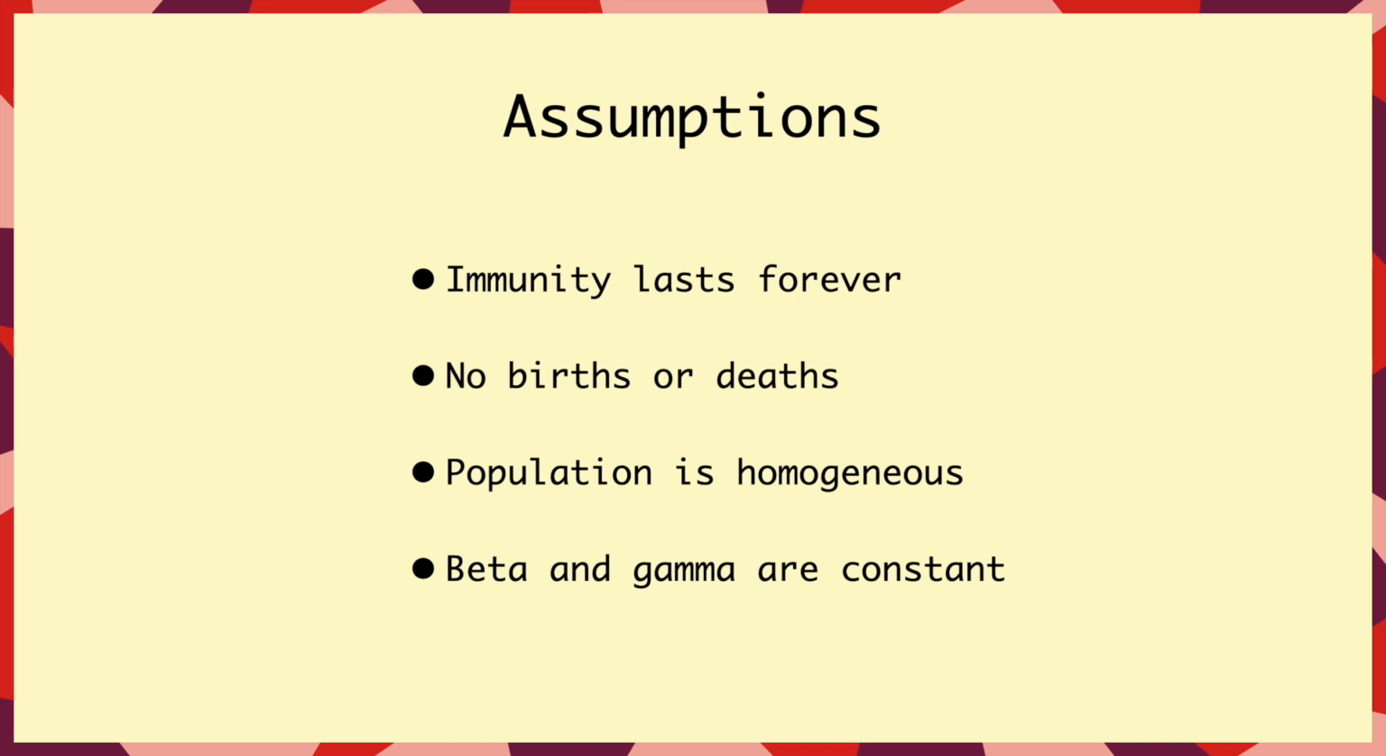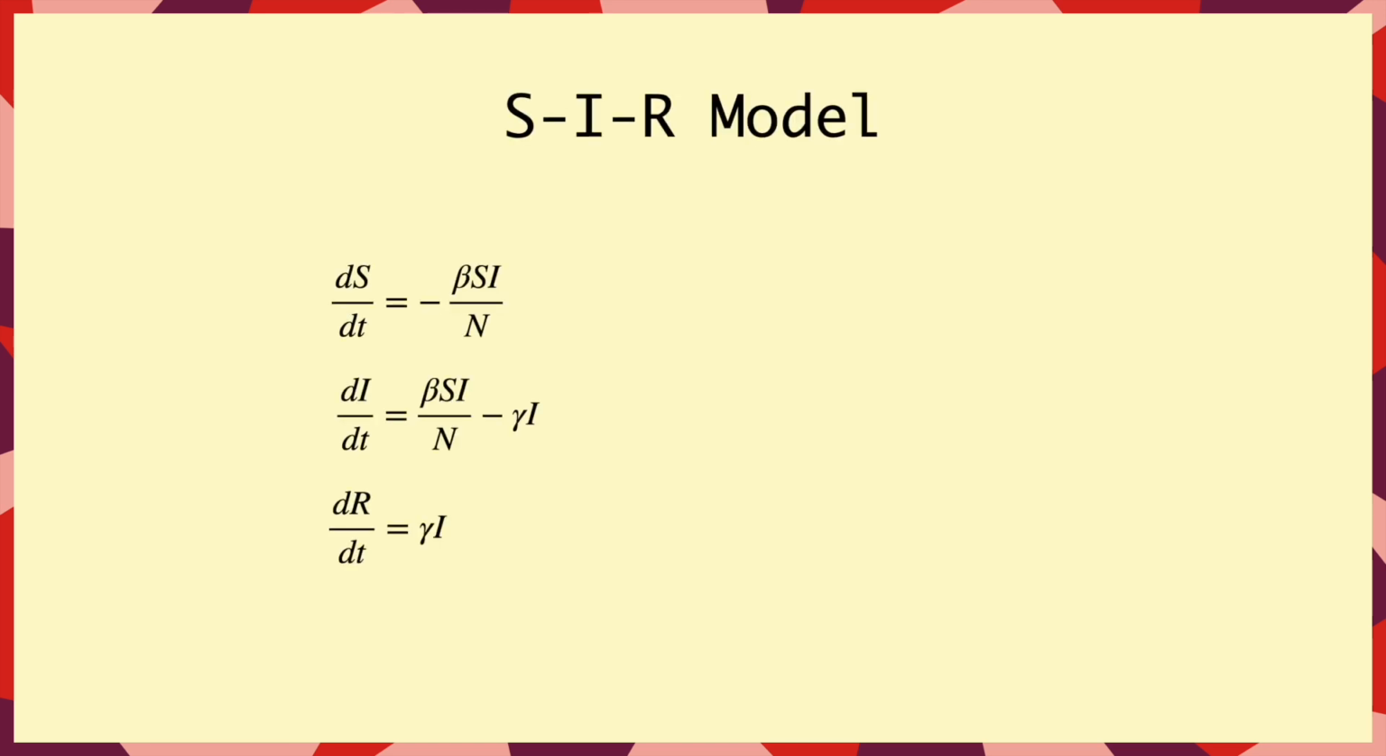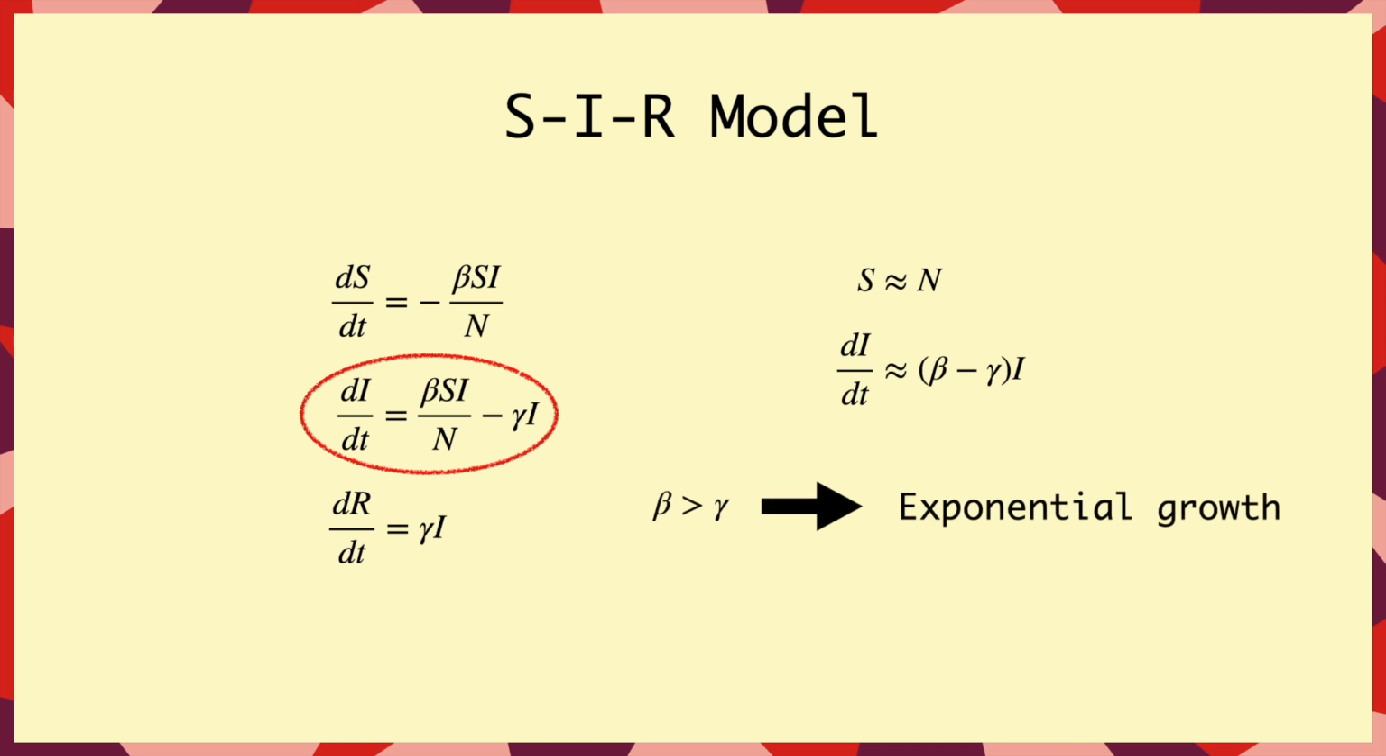Getting back to the equations, before we can start playing around with the model and running some simulations, let's just think about what happens right at the beginning of an outbreak, when pretty much the whole population is susceptible. So that means that S is very close to N, and we can approximate dI/dt as (beta minus gamma) times I. And since beta and gamma are both positive, if beta is larger than gamma, then I will grow exponentially. On the other hand, if beta is smaller than gamma, then the number of infected will decrease and the outbreak dies out before it even gets started.